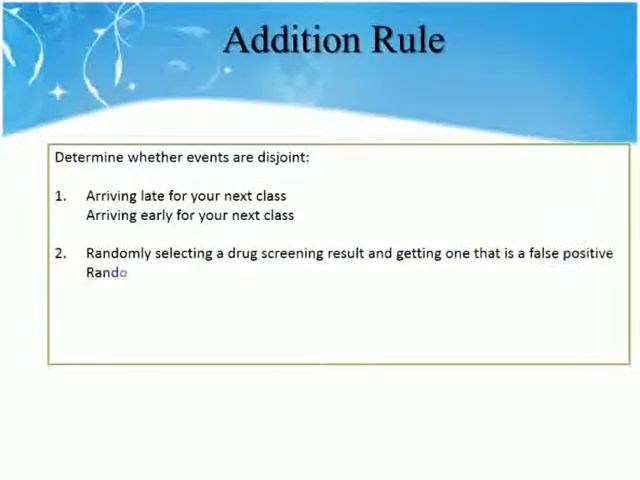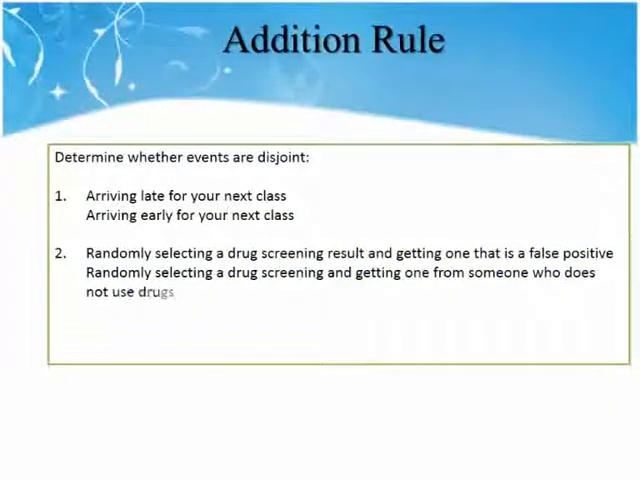How about randomly selecting a drug screening result and getting one that is a false positive, and randomly selecting a drug screening result and getting one from someone who does not use drugs? These would not be disjoint. In other words, it is possible for both of these events to occur at the same time, because a false positive would be somebody who doesn't use drugs but got a positive drug test result. And event B is someone who does not use drugs. So somebody who does not use drugs could fall into either one of those categories, meaning both of these events could happen at the same time.